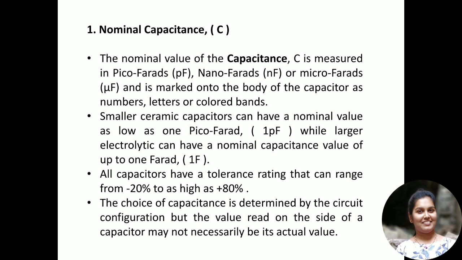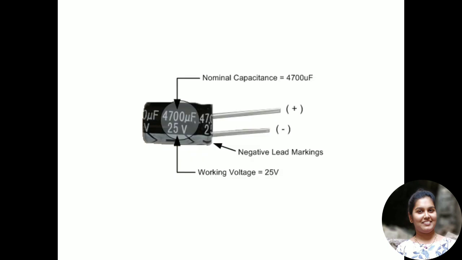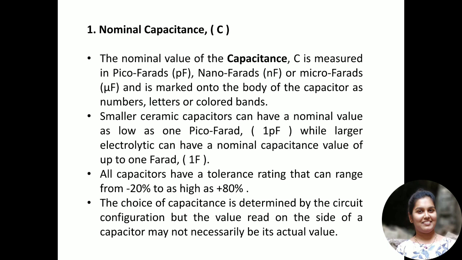For example, if the mica capacitor is printed with the number 103, we write 10. After 10 we write 3 zeros, in picofarads. So 10k picofarads we write. Okay, whereas for the electrolytic capacitor, it is directly given in the number format itself.